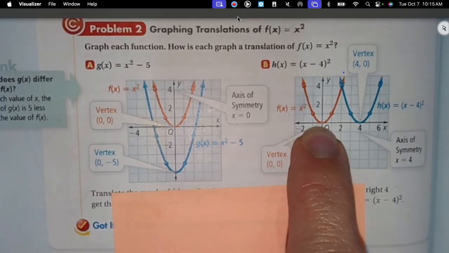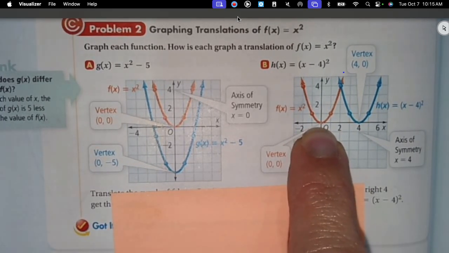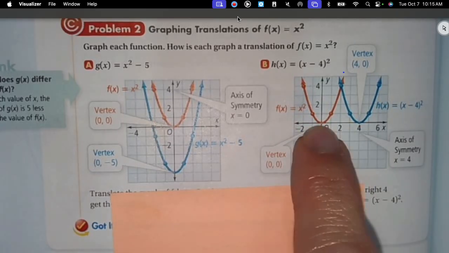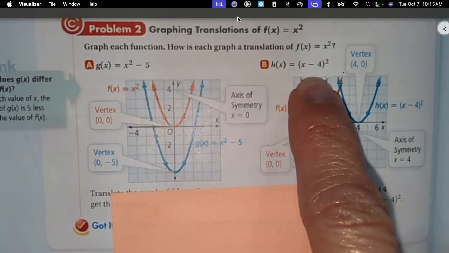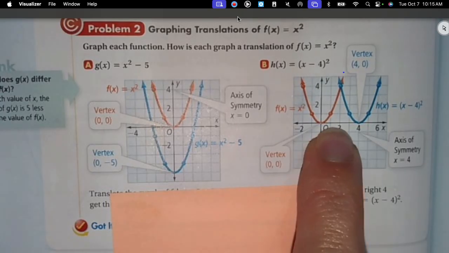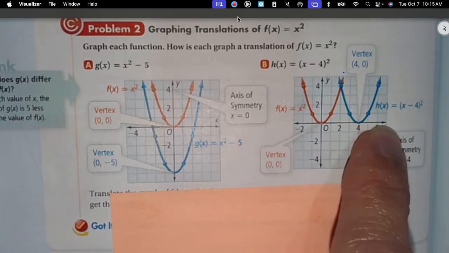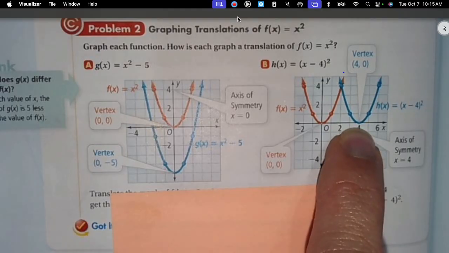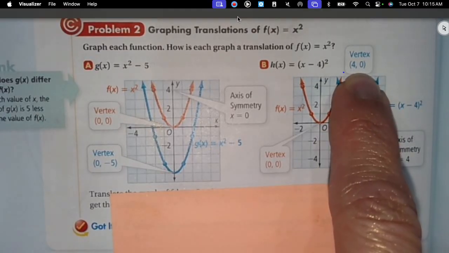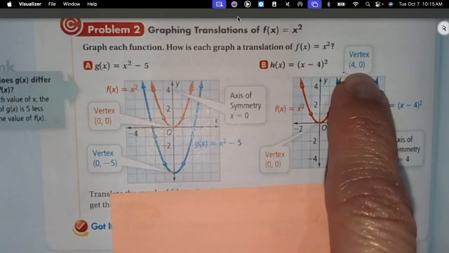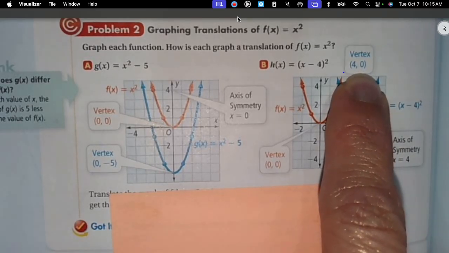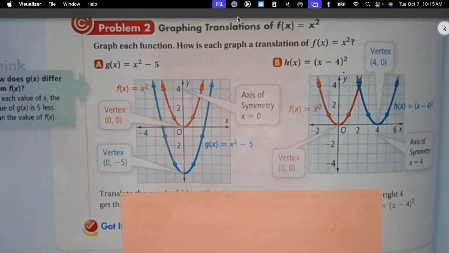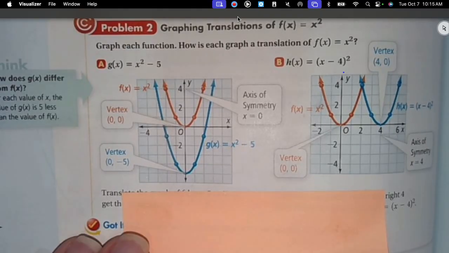Let's move right here. Again, the parent graph, x squared. So it's just this U right here. And y'all told me it went to the right 4. So 1, 2, 3, 4. Same graph, just moved over 4. So now its vertex is 4, comma 0. What's the axis of symmetry? It's the x value. It's 4. X equals 4 would be your axis of symmetry. Are we kind of getting this?